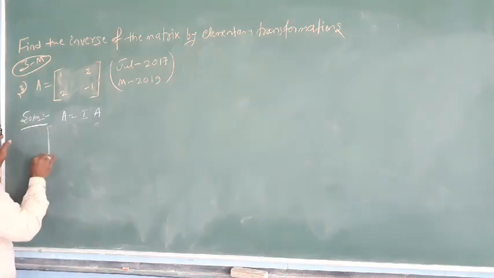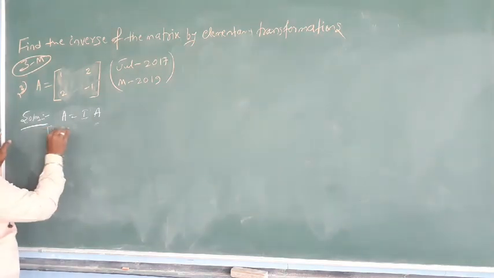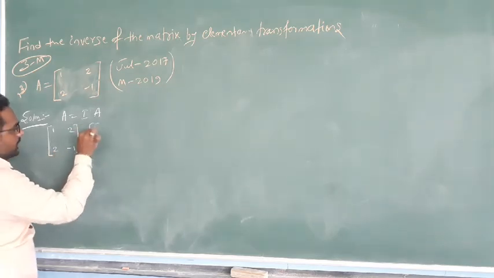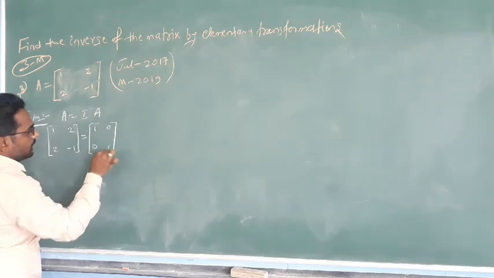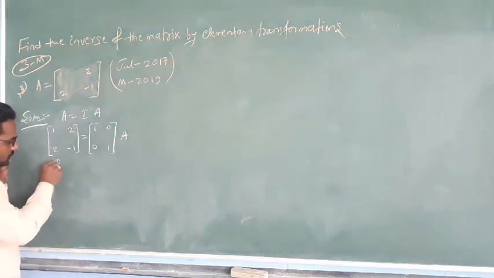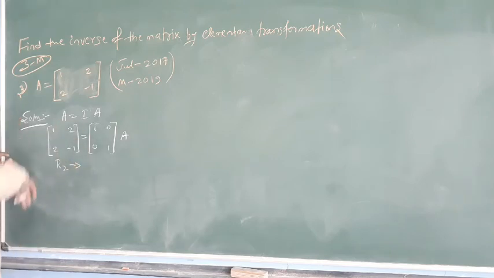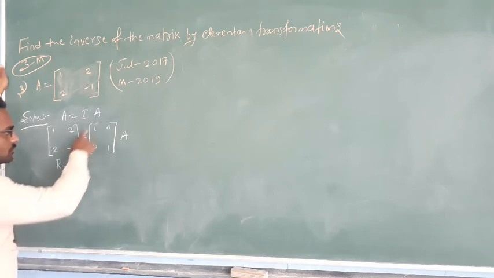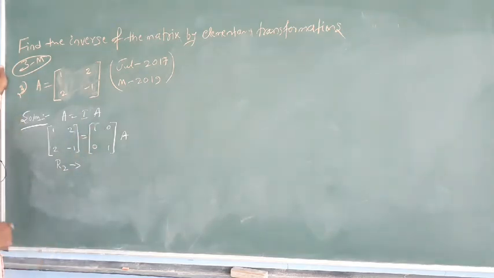So write the matrix A equals I into A, that is 1 2, 2 minus 1 equals the identity matrix 1 0, 0 1 into A. So what is the thing here, students? You have to convert the matrix which is present in the LHS part into the identity matrix. Whatever operations you apply in the LHS part, you have to apply that same operation on the matrix which lies in the RHS part.